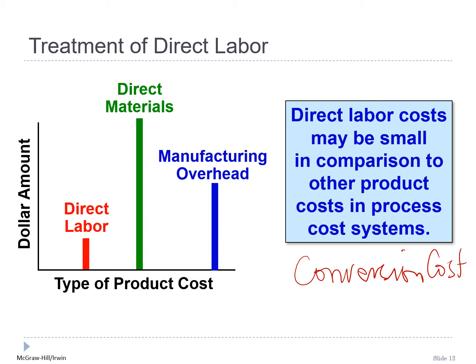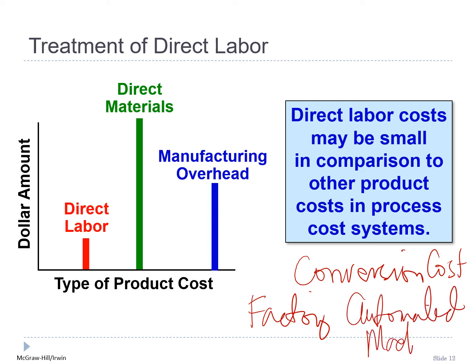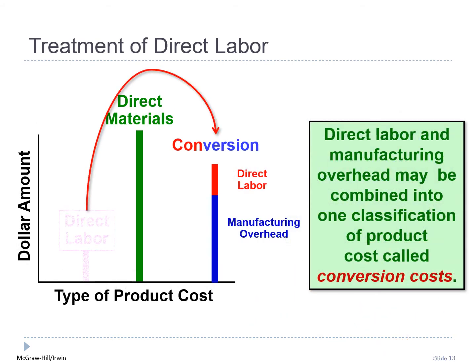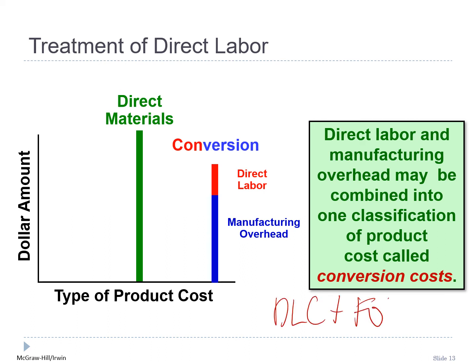Kasi pag factory, nung nakita nyo for example yung mga picture ko before sa first modules, usually automated eh. Automated, so meaning they use machines. If that is the case, mababa yung direct labor cost. So kung mababa yung direct labor cost, anong ginagawa? Pinagsasama na lang sila. Kaya yung direct labor cost plus factory overhead cost, that is conversion cost.